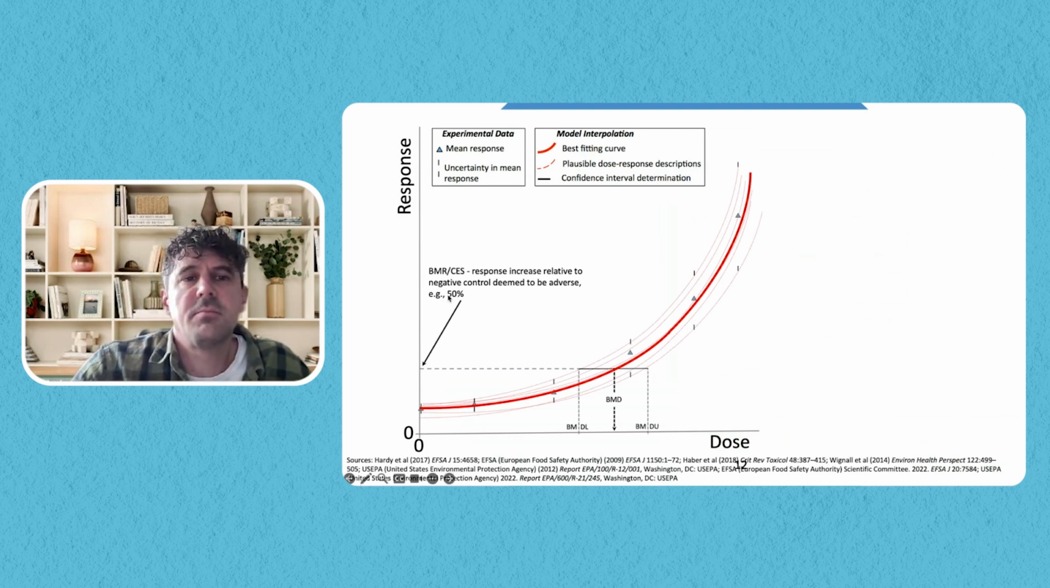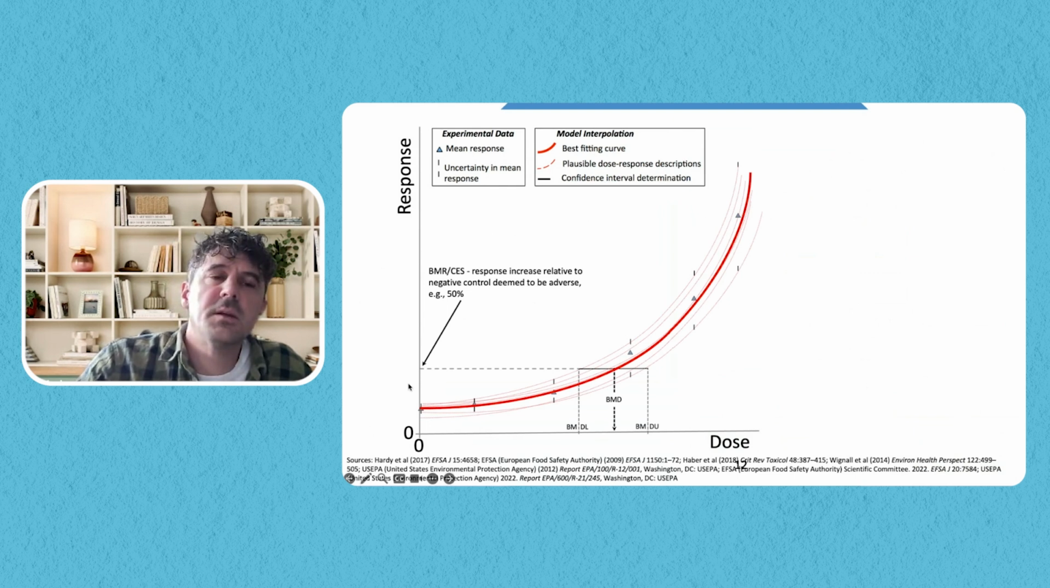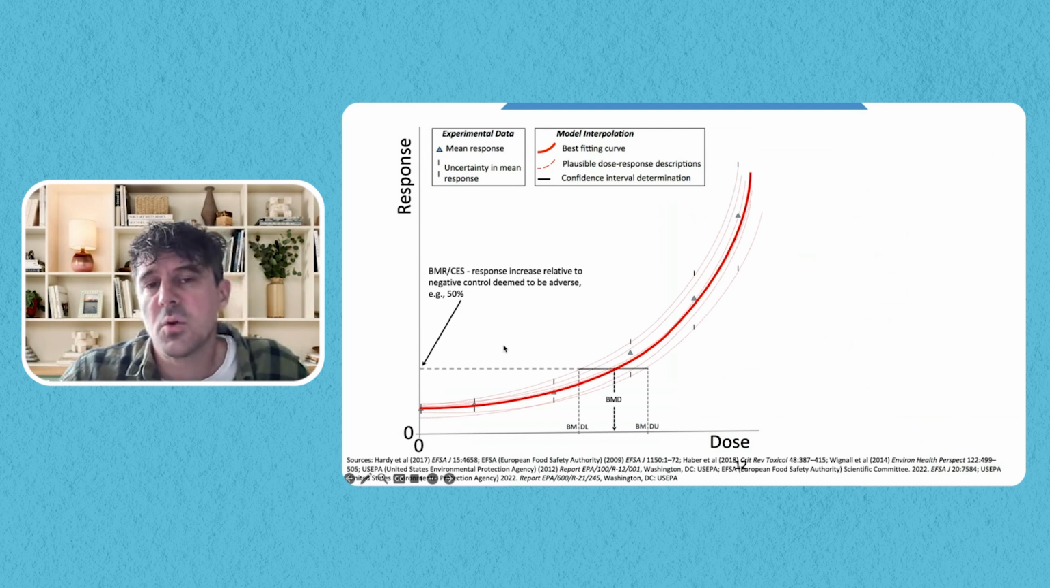Critical effect size, remember, is your increase above the background. As a default for continuous data, this is 5% or 10%. But there's a new approach where you can tailor this to your endpoint. And for Genotox, this is 50%. This is not the same as 50% for quantal data, which is, say, cancer data.